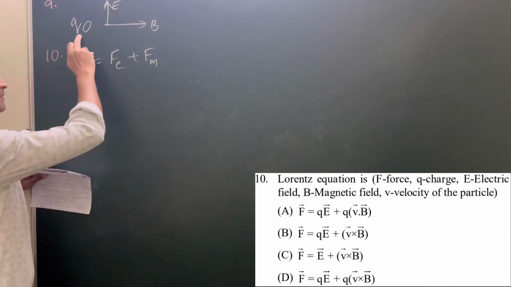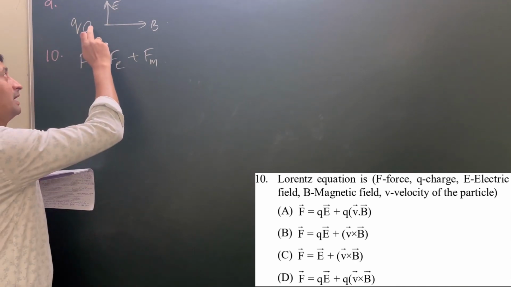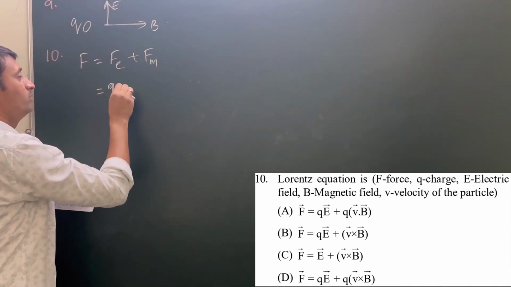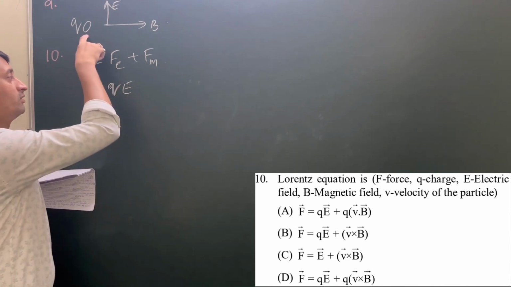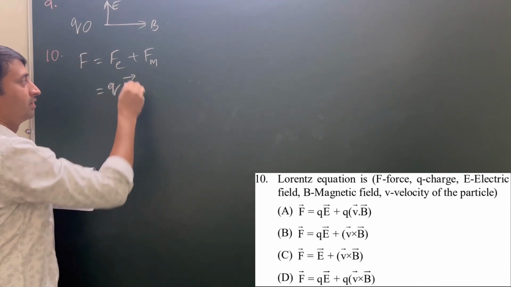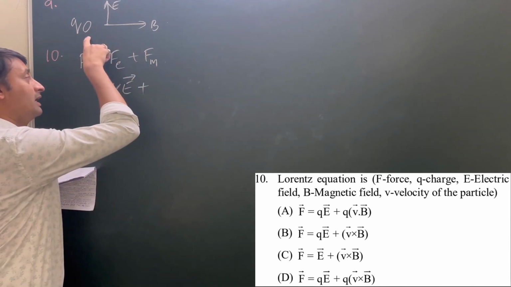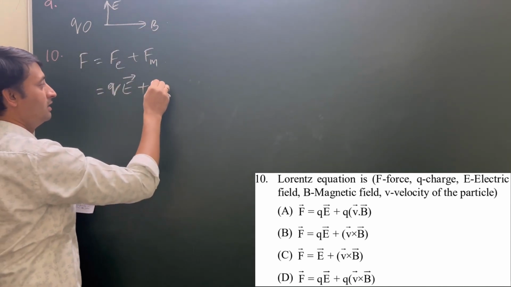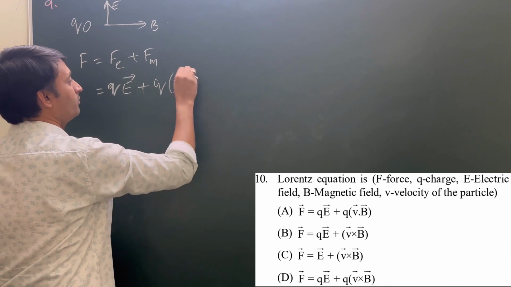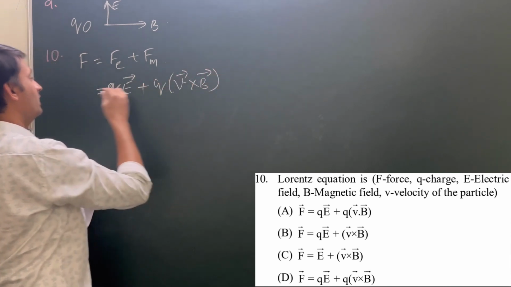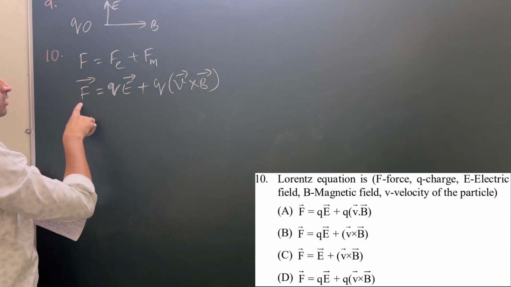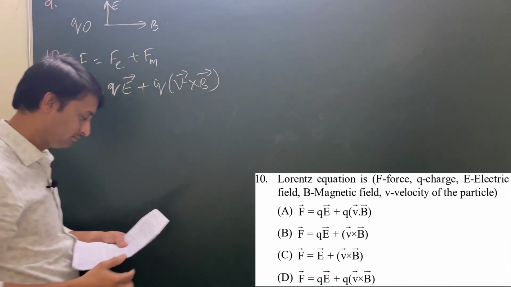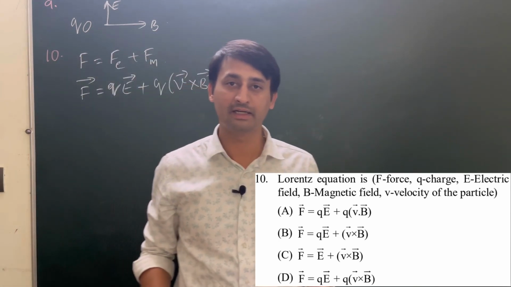Now when a charged particle is in an electric field, it will experience a force given by Q into E, where Q is the magnitude of charge and E is the electric field. Plus, when this charged particle is in motion in the magnetic field, it will experience a force given by Q into vector V cross vector B. Then the expression for Lorentz force is Q into vector E plus Q into vector V cross vector B. Option D is the correct answer.